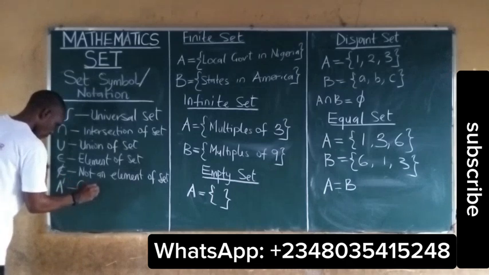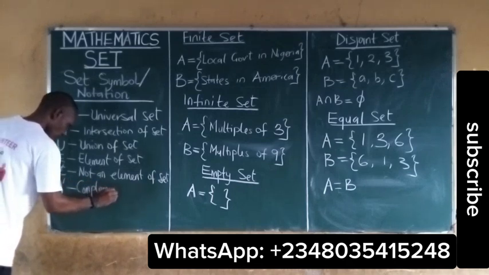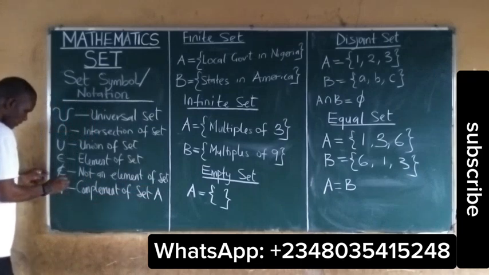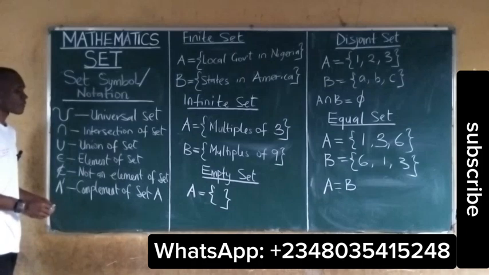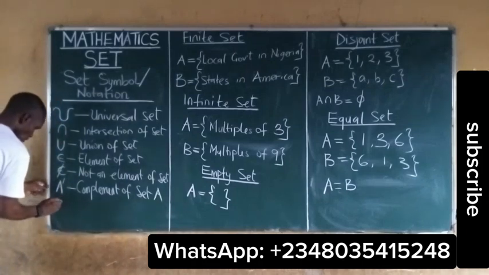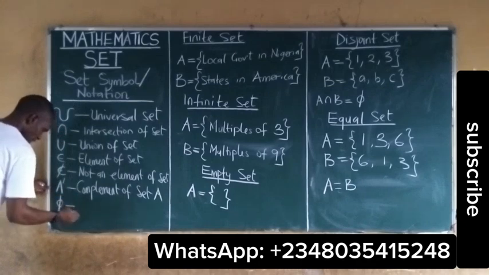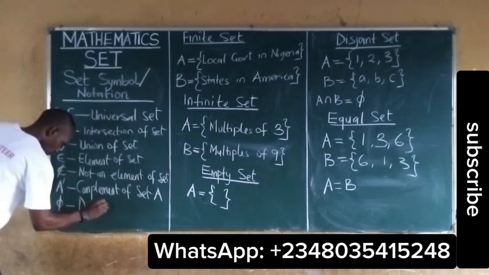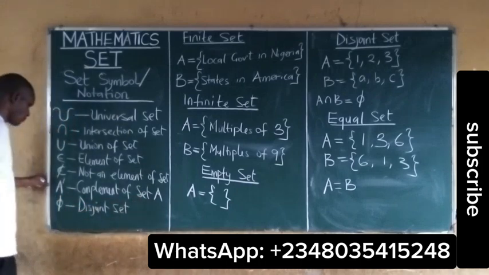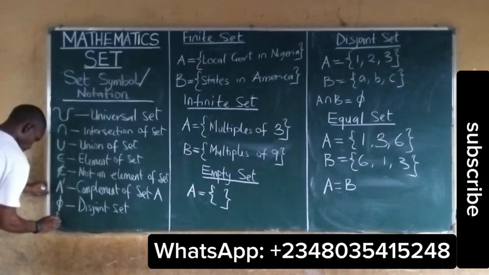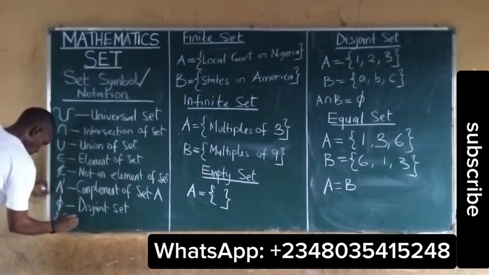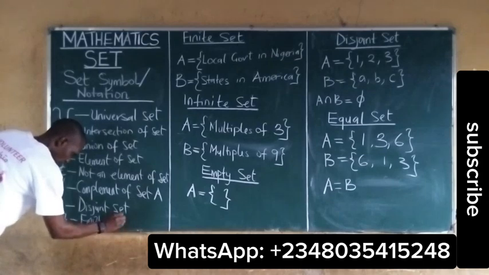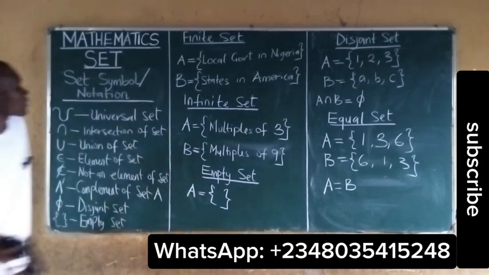We have this as the complement of set A. And sometimes you see a sign like C. We also have this as the disjoint sets. We have this as an empty set.